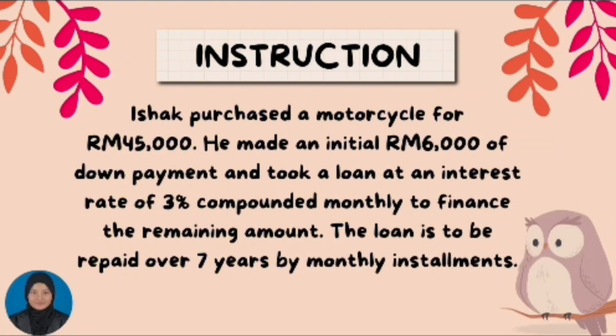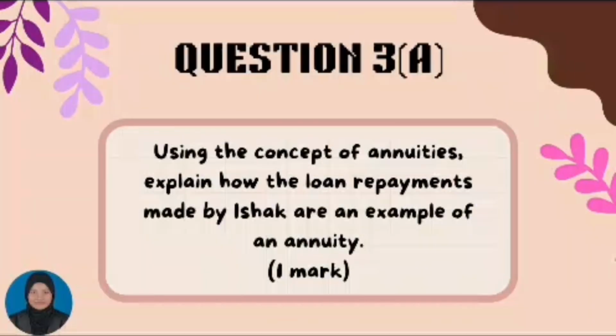Okay, first the instructions given. Ishaq purchased a motorcycle for 45,000. He made an initial 6,000 down payment and took a loan at an interest rate of 3% compounded monthly to finance the remaining amount. The loan is to be repaid over 7 years by monthly installments. Next, question 3A.